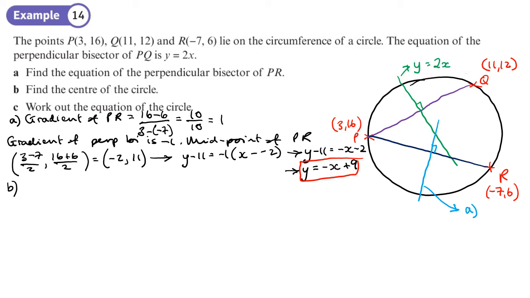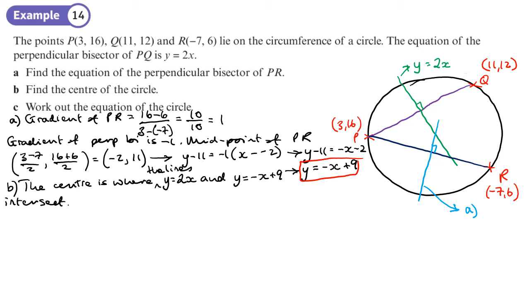So let me just write down the centre is where the lines y equals 2x and y equals negative x plus 9 intersect. I should say where the lines really, not just where. To find out where they intersect, we're going to solve them simultaneously.